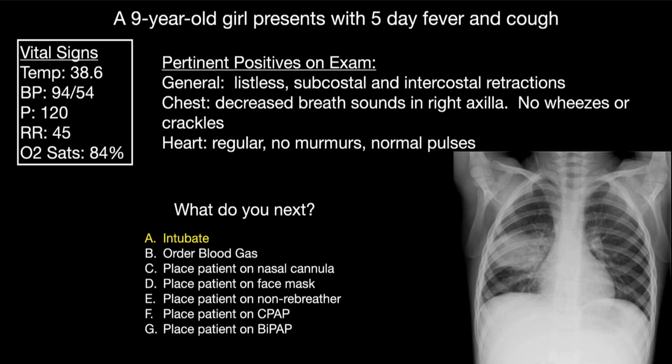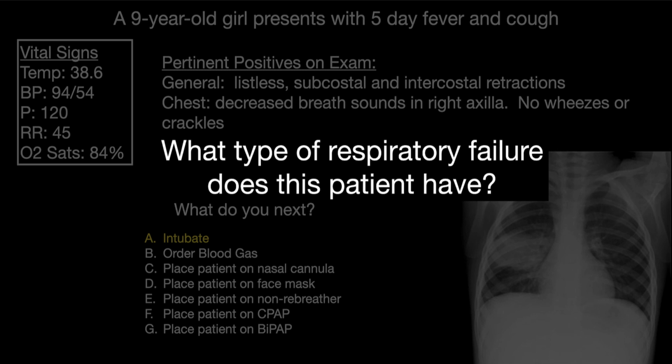Again, respiratory failure, you know it when you see it in most cases. And what type of respiratory failure does this patient have? I don't need a blood gas actually to tell me that she has mixed respiratory failure. And the reason why I say that is because she's hypoxemic. Her saturations are 84%. She's breathing fast and shallow and hard, which means that she probably is not ventilating very well. And she's very listless, which tells me that her CO2s are elevated and she can't wake up.